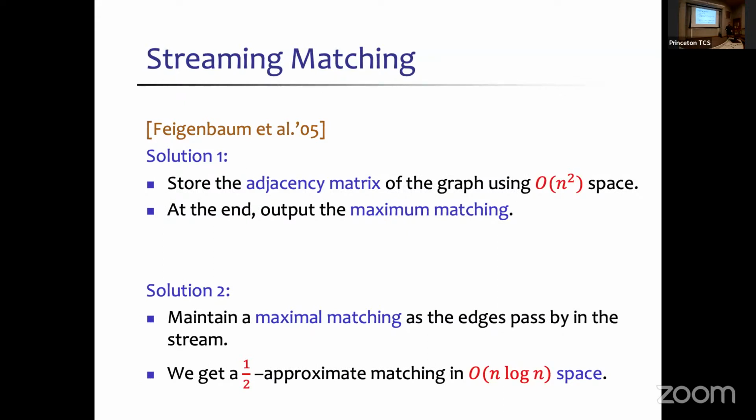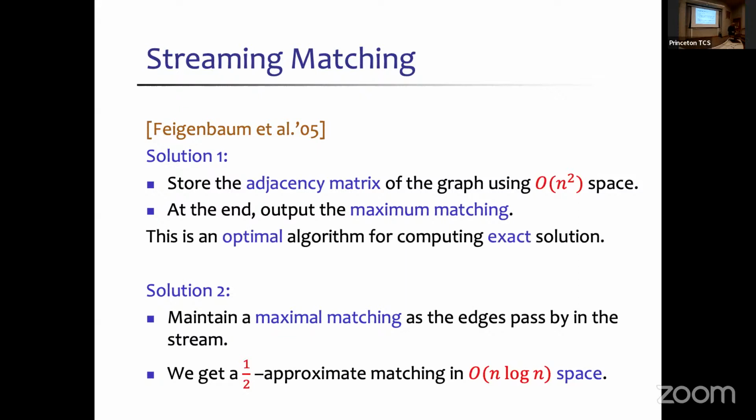Whenever you see a new edge UV, you just check, are U or V already matched in the current matching? If neither of them is matched, you are going to add this edge UV to your solution. So all you need is the space needed to store the solution. In the same work, they also showed that if you want to compute the matching solution exactly, an optimal solution, then you need indeed omega n square bits of space. You can't shave off anything for computing an exact solution.